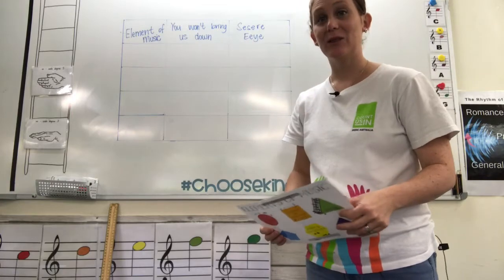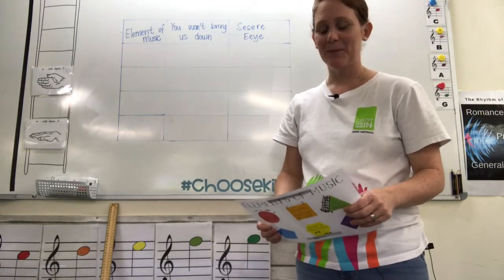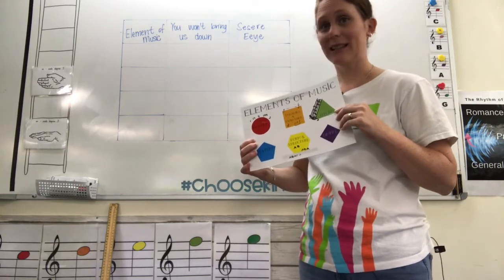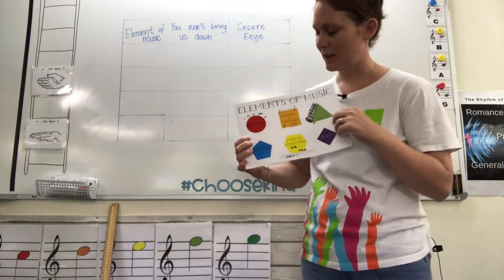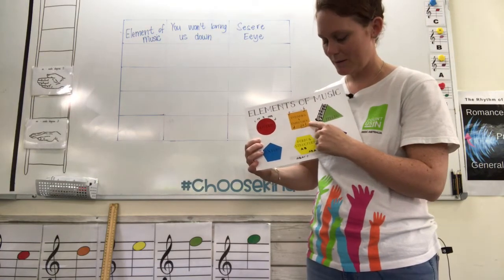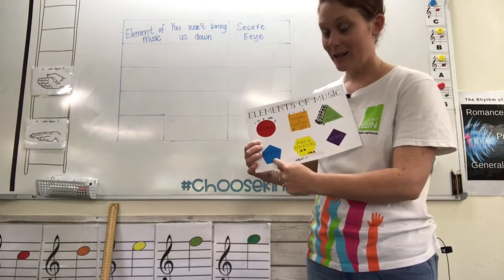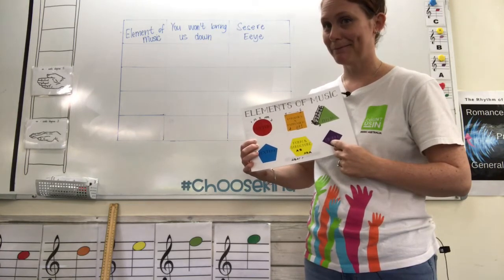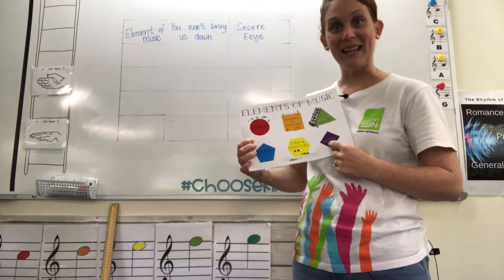We are going to do some music analysis today. And we're going to use the elements of music while we're listening. We're going to listen for each part of these in the music. So we've got rhythm, dynamics and expression, pitch, texture, form and structure, and timbre. Do you know what all of these mean?